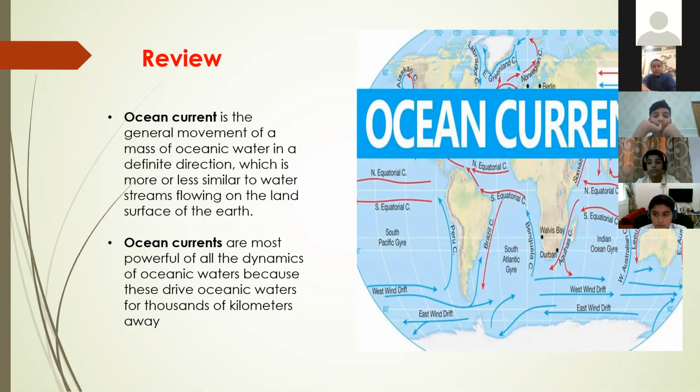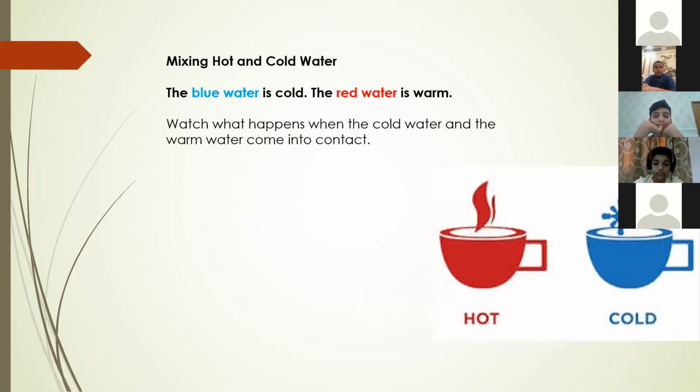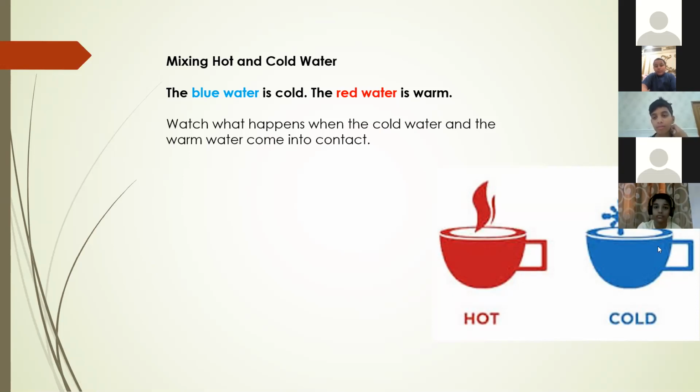So we are going to look at this picture. You can see that they have the same. Now I'm going to ask you, who can tell me what this red cup is showing? Which type of water? Hot water. Very good. And the blue one is showing which one? Cold water. Very good. So in science, we always use blue to represent cold water, and in this one, we are representing the warm water with the red color.